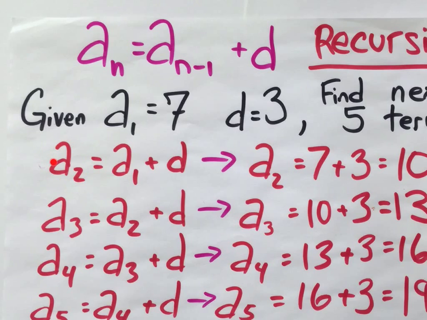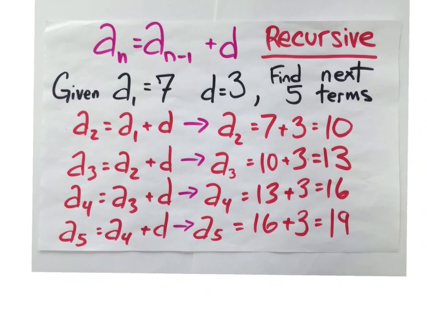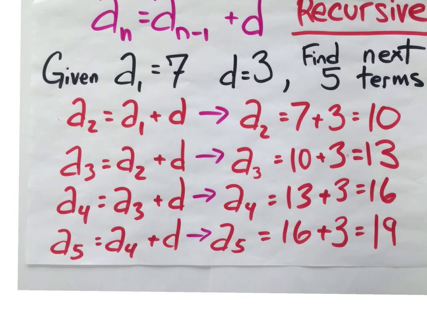So here we have a sub 2 equals a sub 1, which is n minus 1, plus d. So we know that a sub 2 equals a sub 1, which in this case is 7, so we're going to plug in 7, plus 3, plug in the difference, and that's going to give us 10. So 10 is the same thing as a sub 2. Tremendous. What about a sub 3? We know that it's a sub n equals a sub n minus 1. So a sub 3 equals a sub 2, which is the same thing as 10 because we just figured that out. And then 10 plus the difference equals 13.